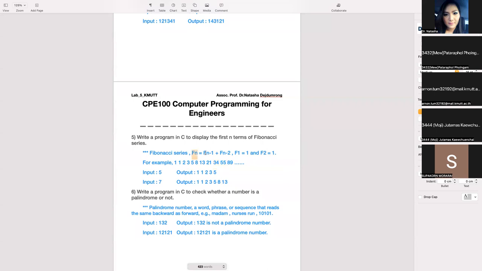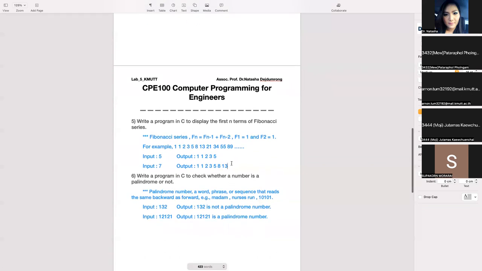So this is the formula of the series: the current value is the last value plus the second last value. And we also have to give you the initial values: F1, the first number, is 1 and the second number is also 1. Okay, this is Fibonacci. So I ask you guys to output the first n terms of Fibonacci. If I ask you to print 5, you print the first 5 numbers of the Fibonacci series, that is 1, 1, 2, 3, 5. If I ask you to print 7 numbers, you output 1, 1, 2, 3, 5, 8, 13.